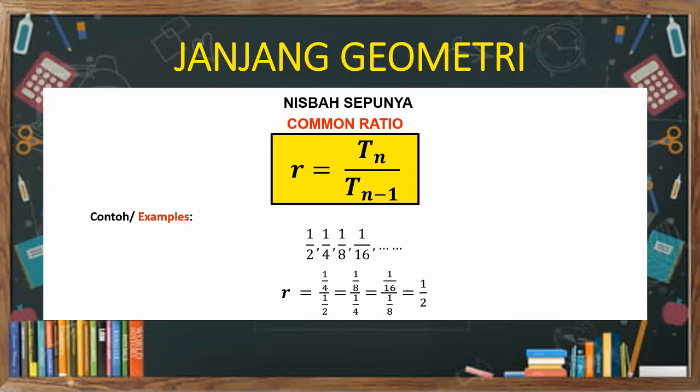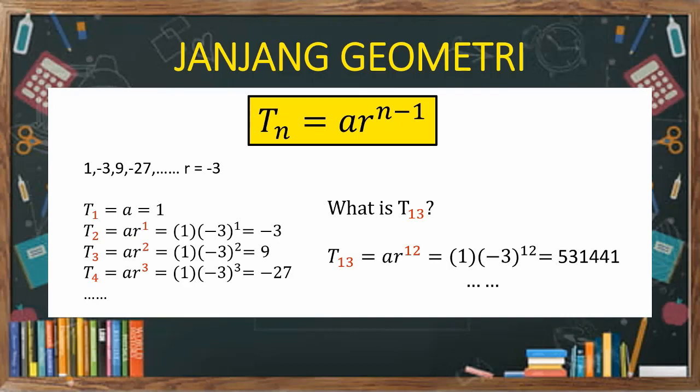Therefore, from these two examples, you can see the main characteristic of geometric progression is there is a common ratio. Next, we are going to see the nth term of geometric progression.